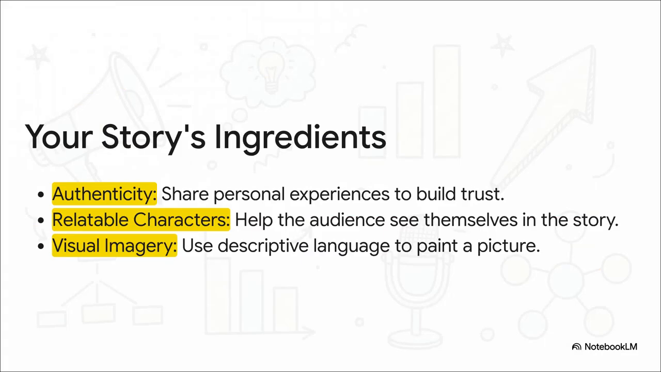So what are the key ingredients for a story that really works? Well, first off, authenticity. If you share a real personal experience, you build trust almost instantly. Next, make sure you have relatable characters so your audience can actually see themselves in the story. And finally, use visual imagery. I mean, paint a picture with your words that is so vivid they can't possibly look away.